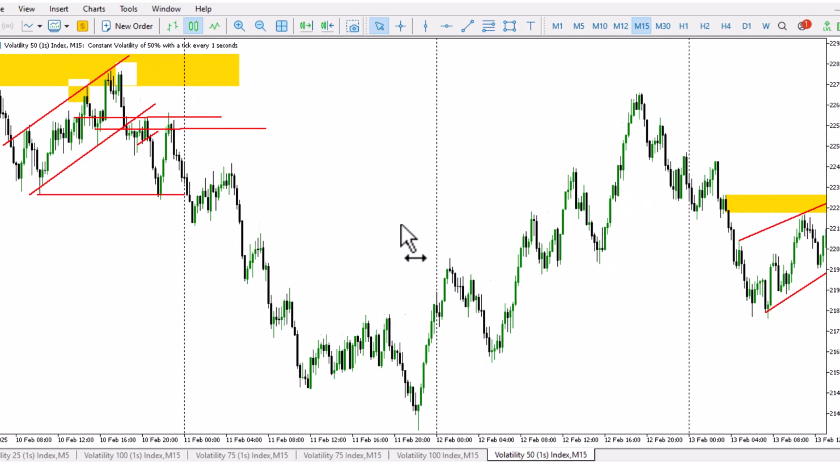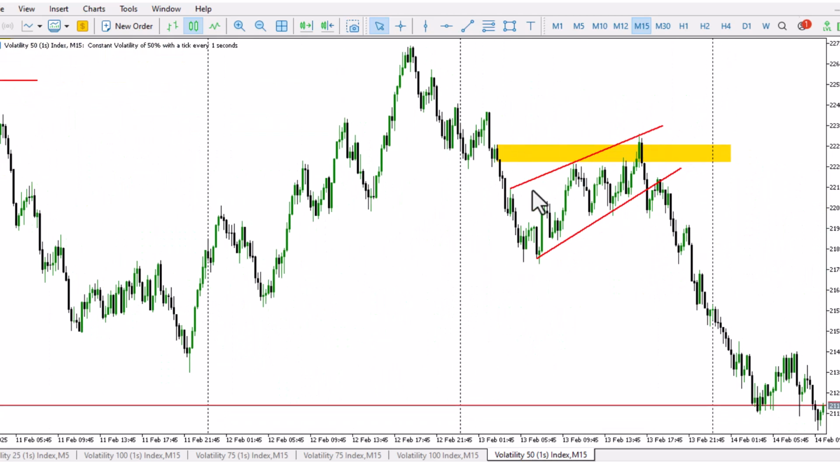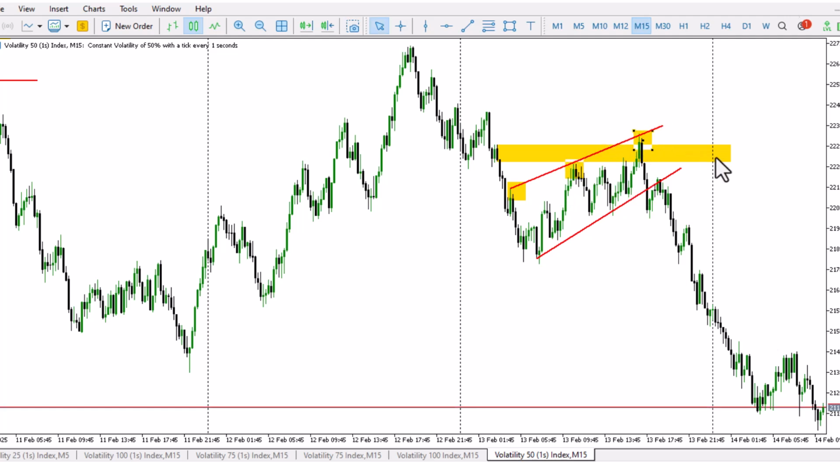So this is what you're going to do. Let me show you another one. So this is another one. What do you see? You see, number one, this is the first one, the first high of the retracement, the second one, and the third one here. So this is the 3 pattern that we are looking for.